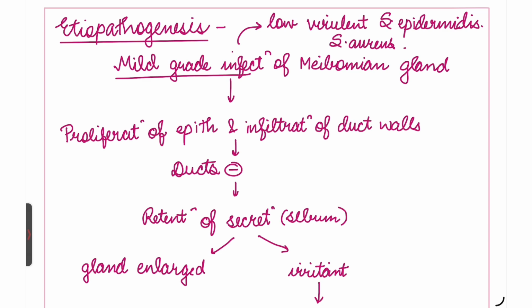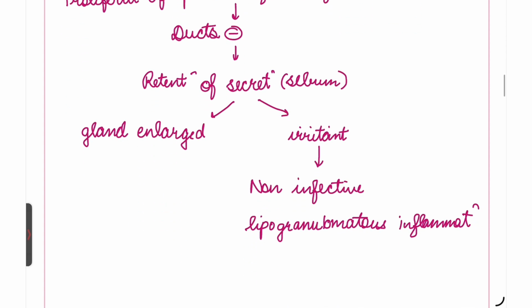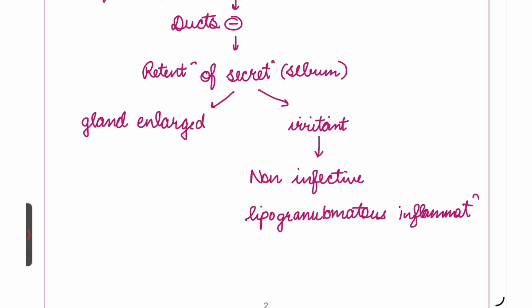Due to the ducts being blocked, the secretions of the gland cannot exit the gland, and retention of secretion or the sebum occurs. The retention of secretion can cause enlargement of the gland, and also it can act as an irritant. If it acts as an irritant, it gives rise to non-infective lipogranulomatous inflammation. We are using the term non-infective here because it is not the organisms that are causing the inflammation. It is the secretion which is acting as an irritant.